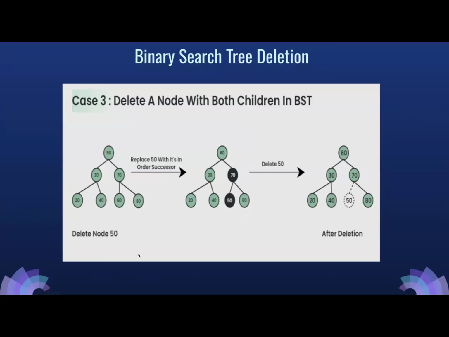And then case 3, where we delete a node with both children in the BST. So in this case, if we want to delete 50, we'll replace it with its in order successor. In this case, it will be 60. And then we'll go ahead and move 50 down to where 60 was, delete 50 by setting it to null.